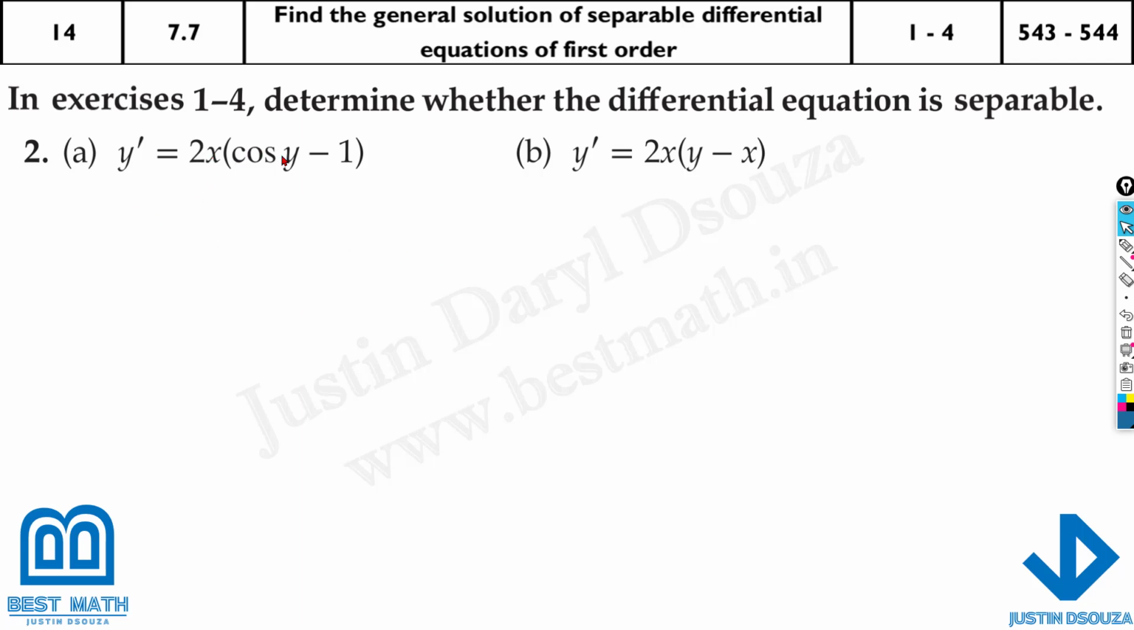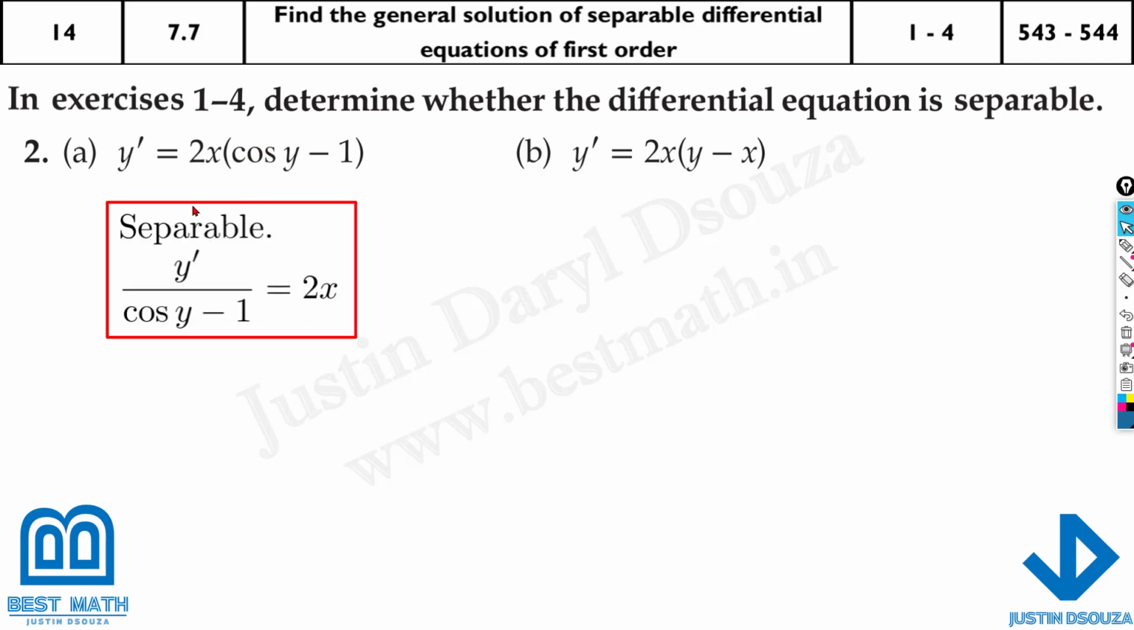And here, if you see, yes, this is also separable. We did this just now. And this one is not. Why? Because this is very hard to separate directly. It's not possible, right? Because there's y minus x. You need to separate it easily, like how we have it over here.